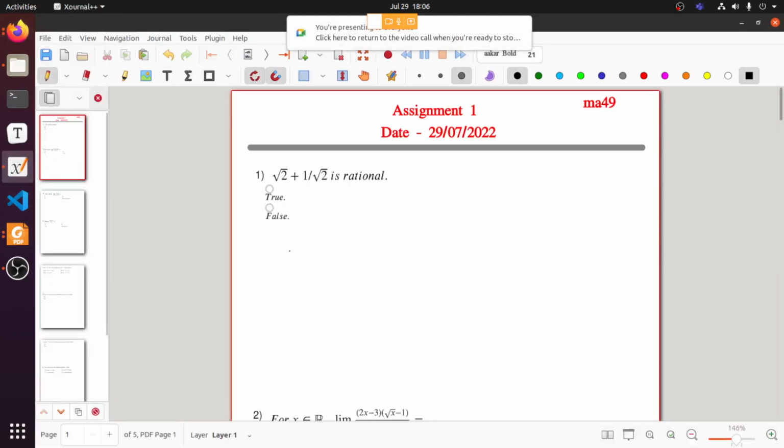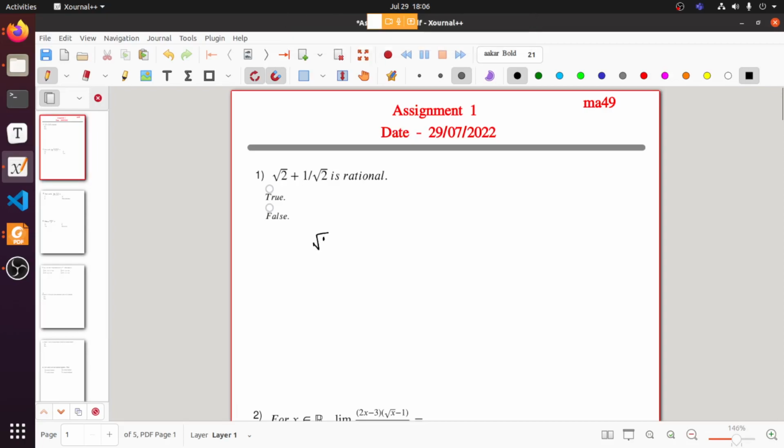Okay, so how can you write this? This is root 2 plus 1 by root 2, right? Just multiply root 2 above and below, numerator and denominator. Now take out the root 2. So what is this? This is 1 plus 1 by 2, right? So this is root 2 into 3 by 2, right?